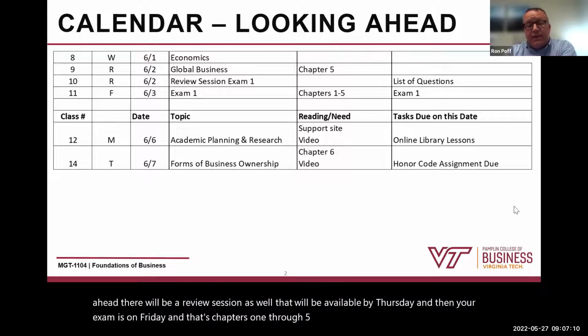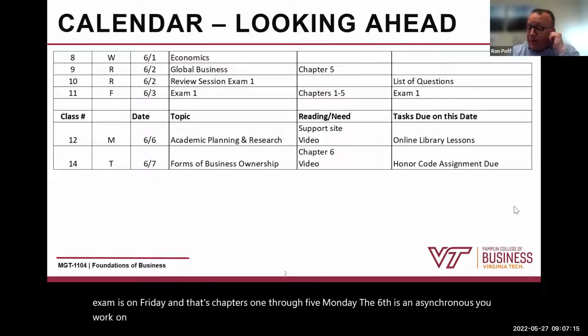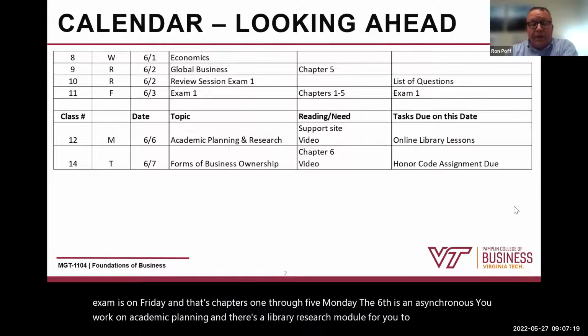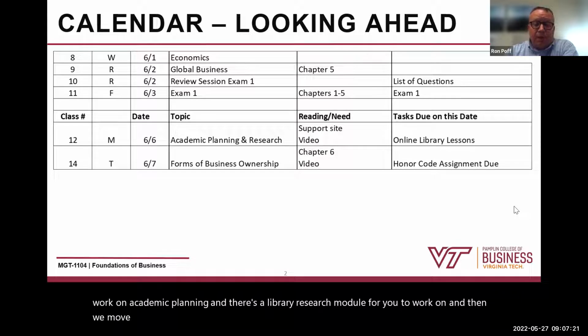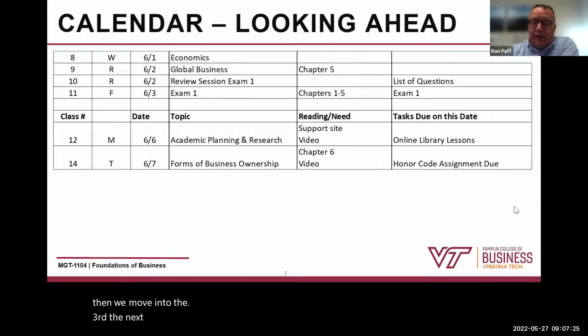Monday the 6th is an asynchronous day. You work on academic planning, and there's a library research module for you to work on, and then we move into the next third of the course, and that's the forms of business ownership with Chapter 6.